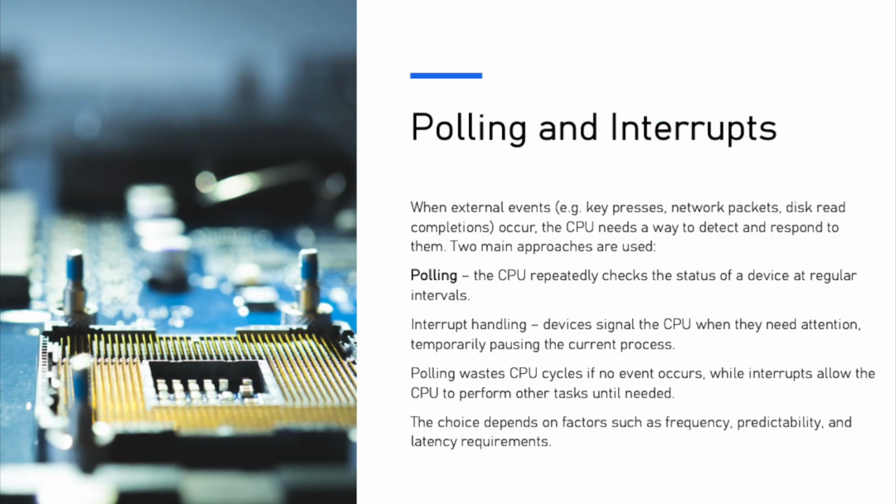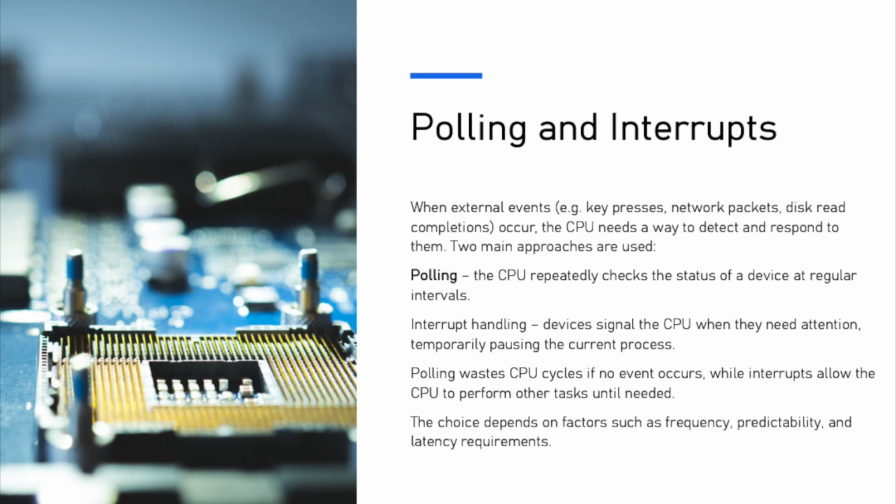When external events occur, the CPU needs a way to detect them and respond to them. Two main approaches used are polling, where the CPU repeatedly checks the status of a device at regular intervals, or interrupt handling, where devices signal the CPU when they need attention, which then temporarily pauses the current process. These are the two main techniques used, which you need to be aware of.